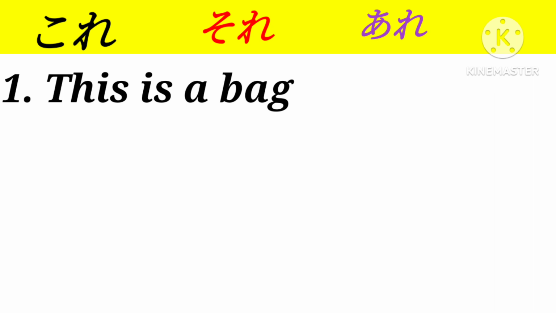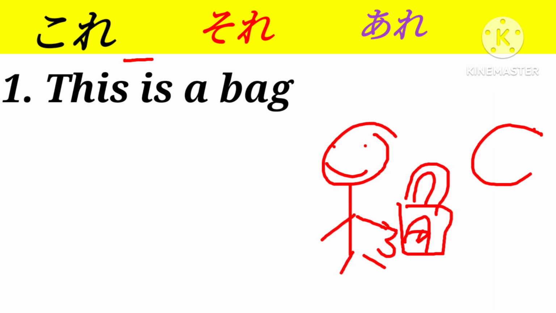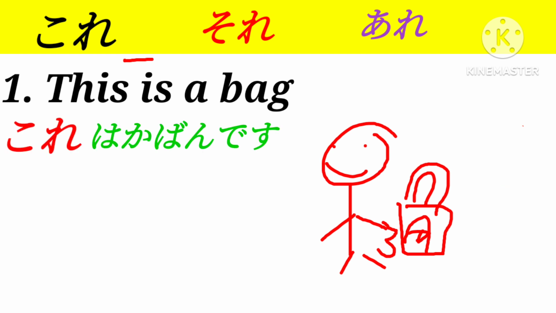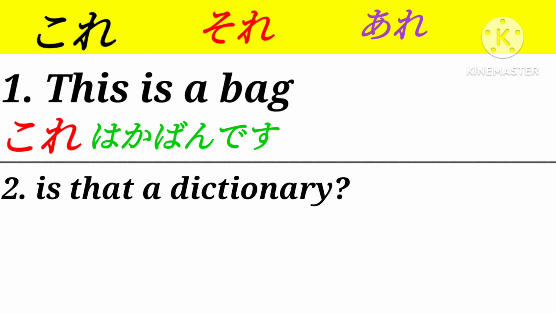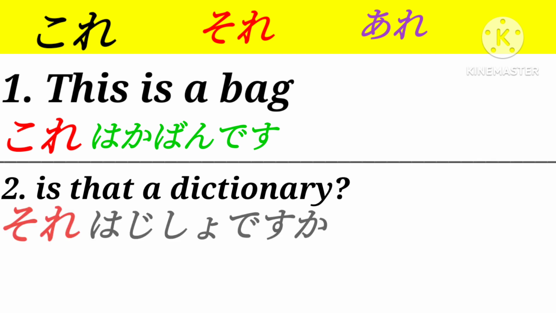This is a bag. So here kore will come because the thing is near the speaker. Like this picture, the bag is near the speaker. So, Kore wa kaban desu. This is a bag. Is that a dictionary? Sore wa jisho desu ka?